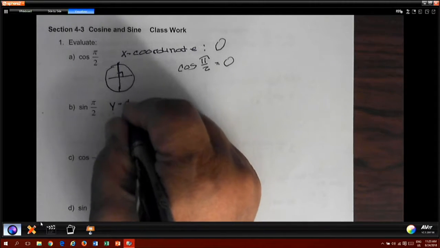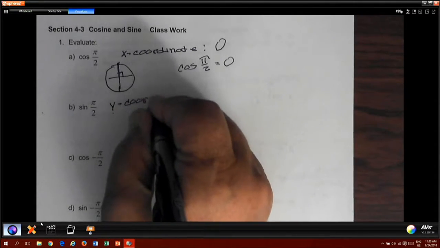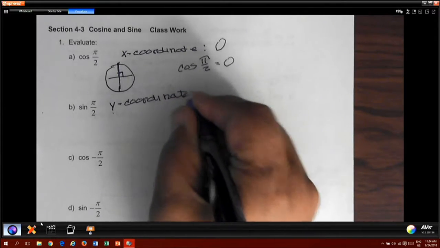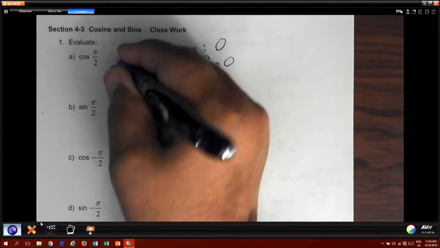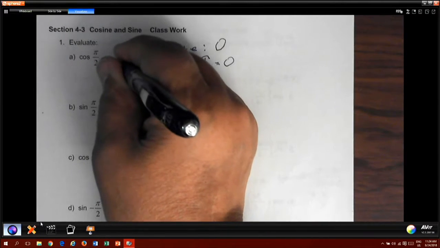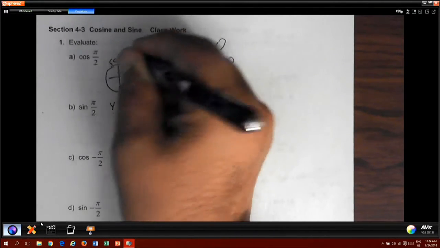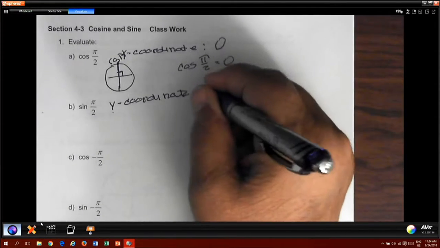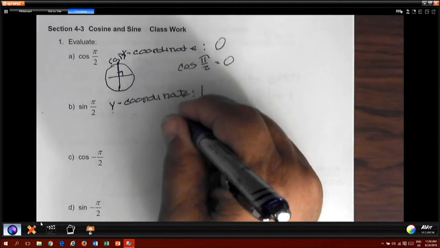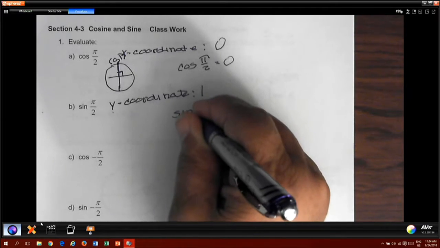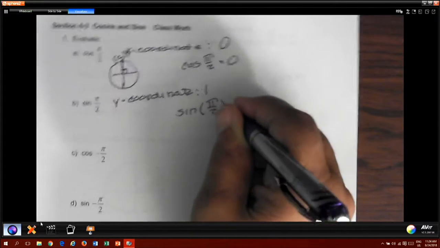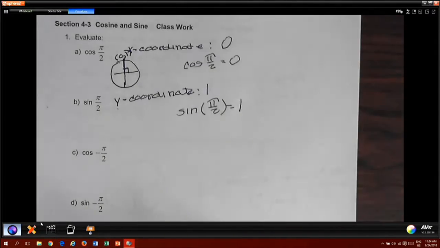Now we want to do sine of pi over 2. Sine is the y-coordinate. And if it's the unit circle, this point up here is the point 0, 1. So that means that the y-coordinate is 1. And the sine of pi over 2 is 1.